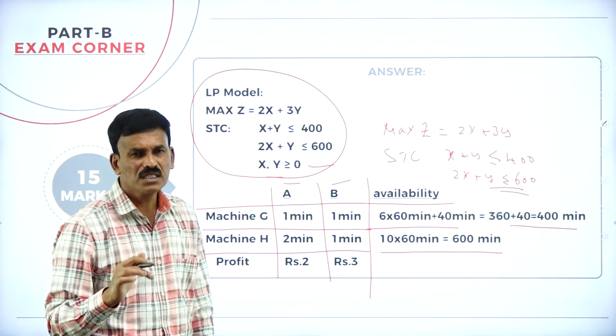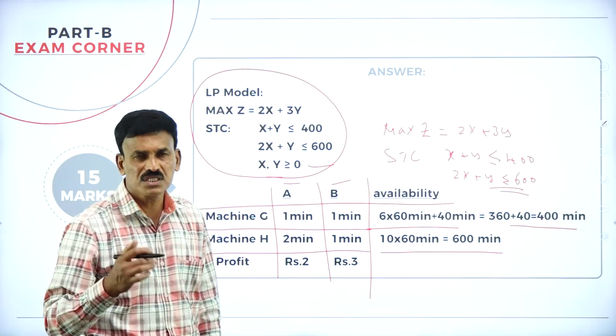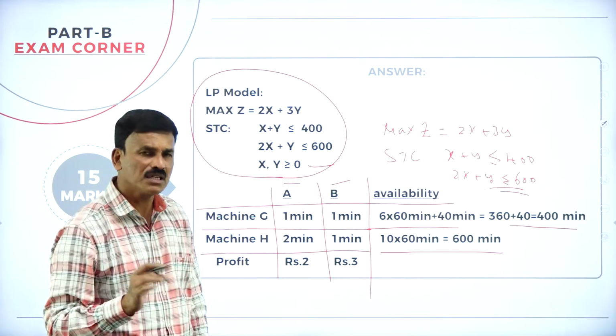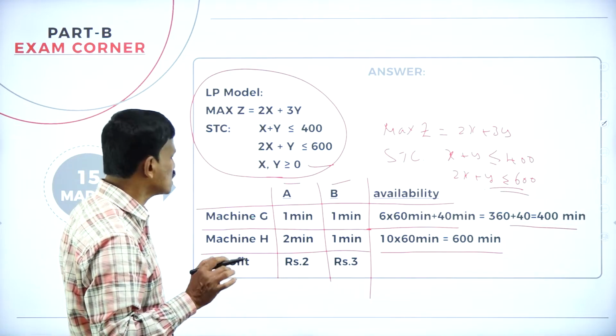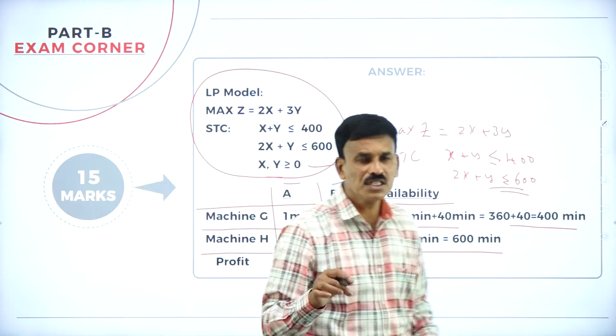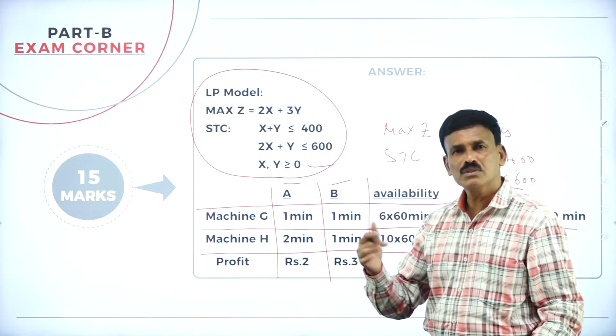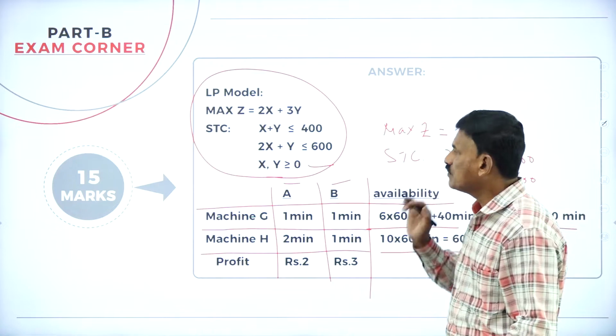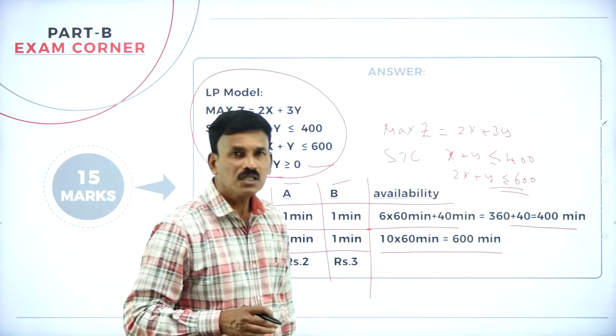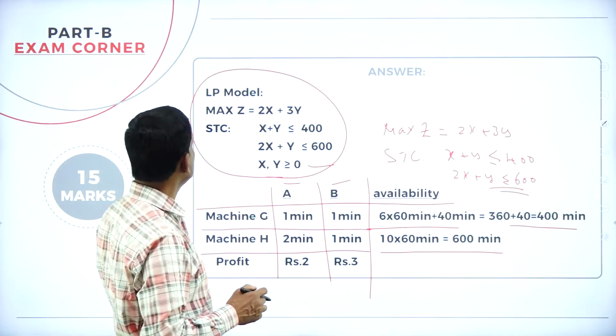Very simple. Definitely you will get this type of question, so don't miss it. Attend, and definitely you will get full marks for this. Just define the decision variables as x and y or x1 and x2, and go through the problem. Then you can easily formulate the LPP problem. Now let us come to the next problem.